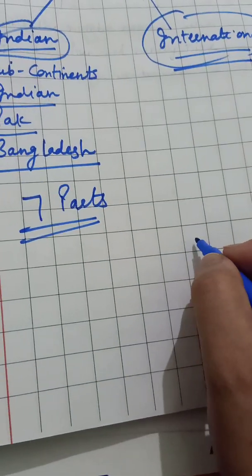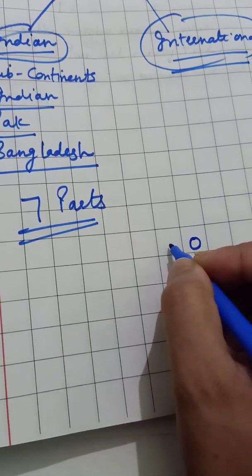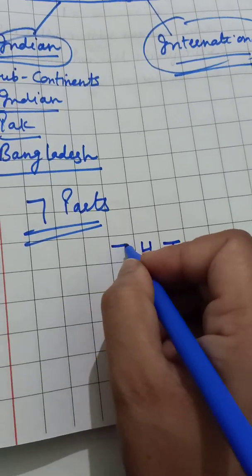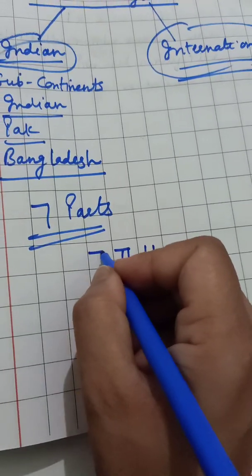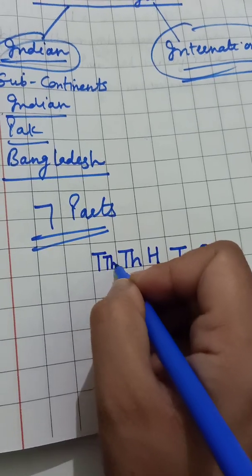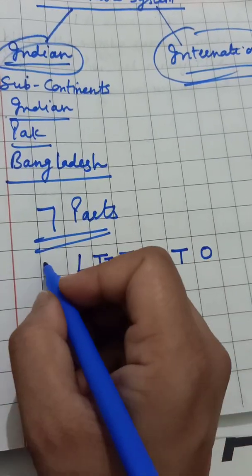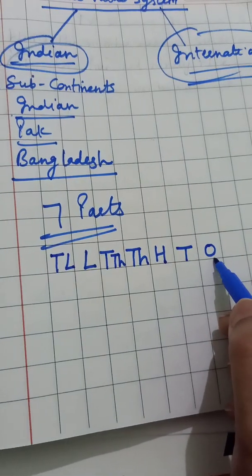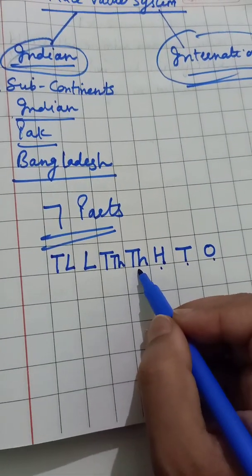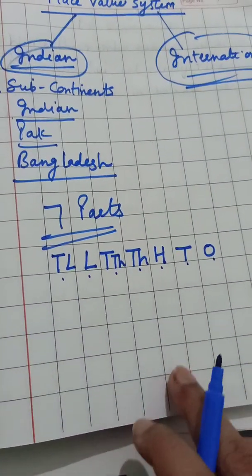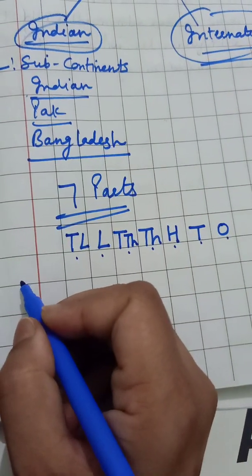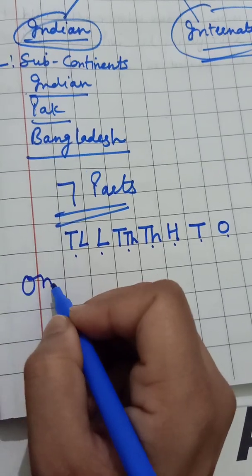We'll start from the right: ones, tens, 100, 1000, 10,000, lakhs and 10 lakhs. So count it: 1, 2, 3, 4, 5, 6, 7. These 7 parts are divided into 3 major parts.